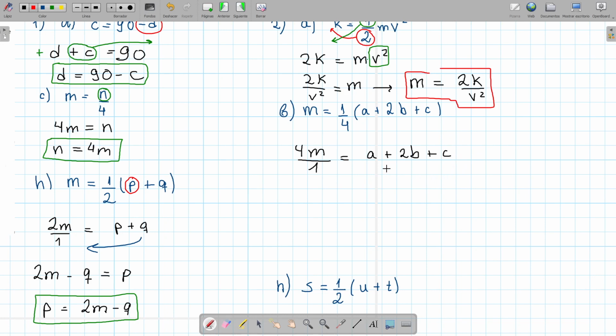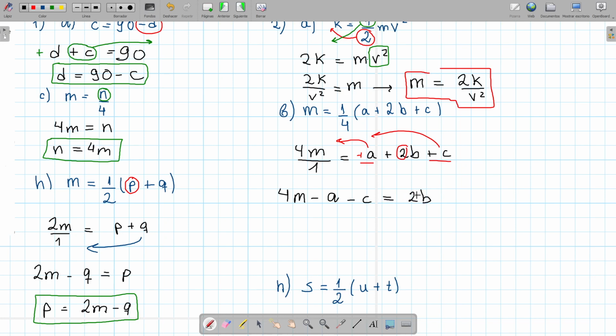And now we have two kinds of operations. We have additions for a and c, and for the 2 here we have multiplication. But before we can touch this, we have to move the a and the c. Remember PEMDAS? We have to work in the opposite side. We have this addition, we have to move it to the other side first. What are we going to have? 4m minus a minus c.